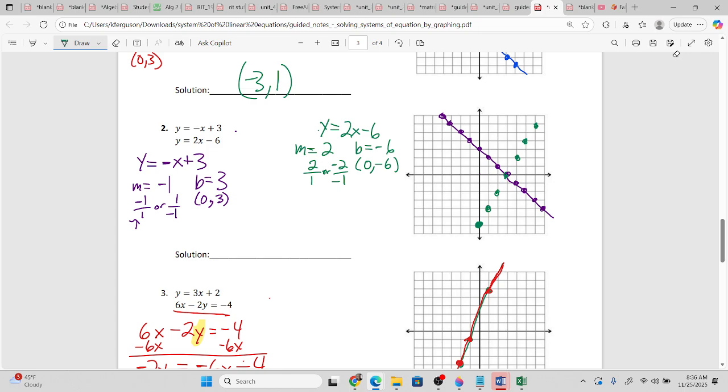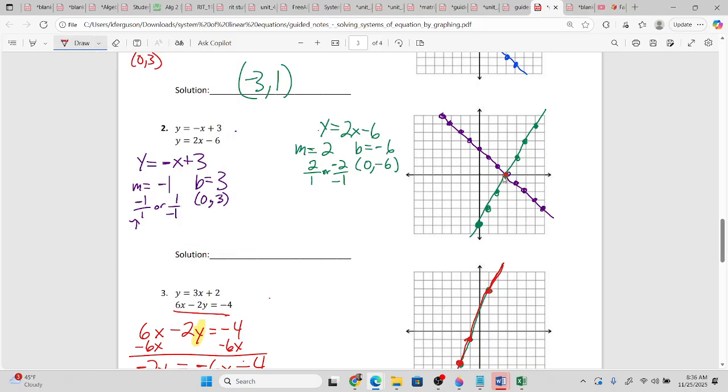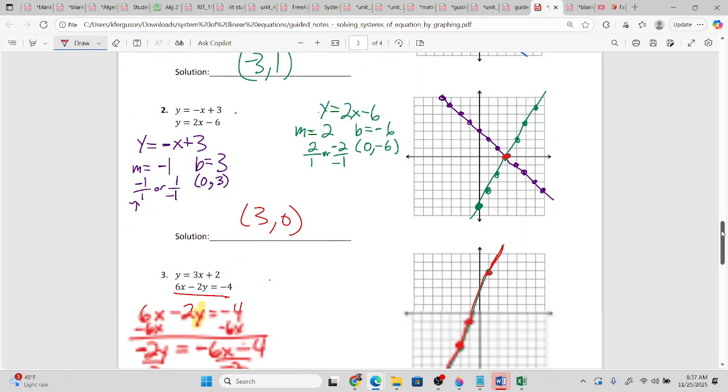Okay. So I've got my 2 lines. And now I'm just looking for the point where they come together, where they touch. And that looks to be this point right here. That point looks to be 1, 2, 3. So that point is 3, 0. Because it stays on the x-axis, it doesn't go up or down, it's 3, 0. Does anybody have any questions on 1, 2, or 3?